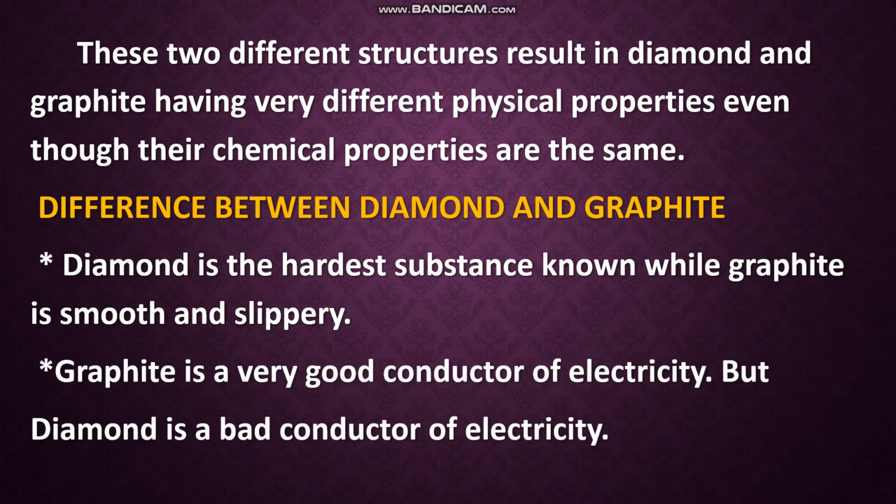Another difference is graphite is a very good conductor of electricity, but diamond is a bad conductor of electricity. So these two differences, the reason is because of their difference in structure.